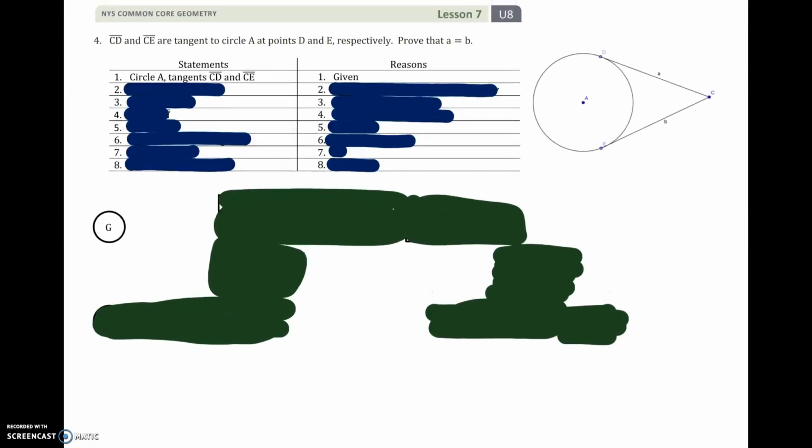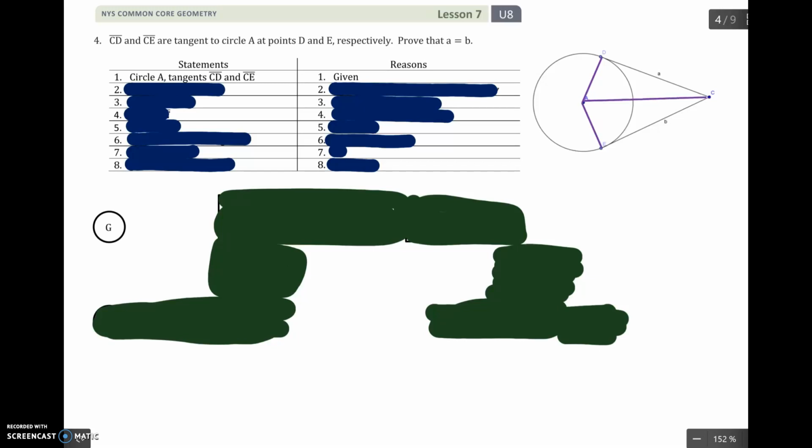Okay. Number 4 doesn't have enough information to do anything with it right now. So what we're going to do is add in some lines, some auxiliary lines. In a circle, remember that the only lines you should really add in, at least at first, are radii. So I'm going to add in a couple of radii. I'm going to add in radius AD, and I'm going to add in radius AE. I still don't have two triangles, but if I do this, then they're connected.